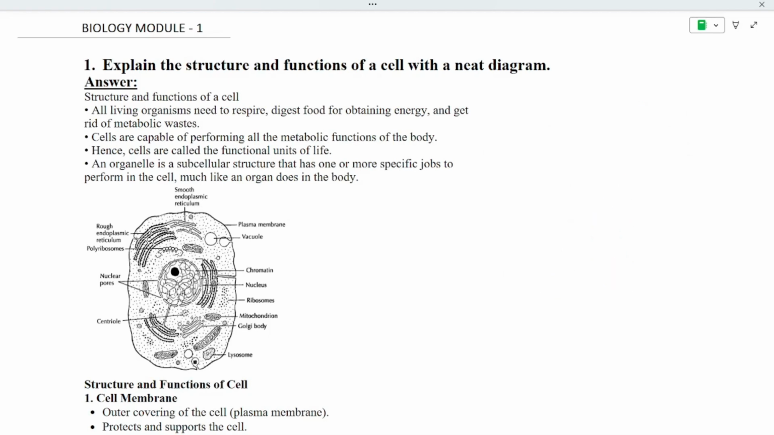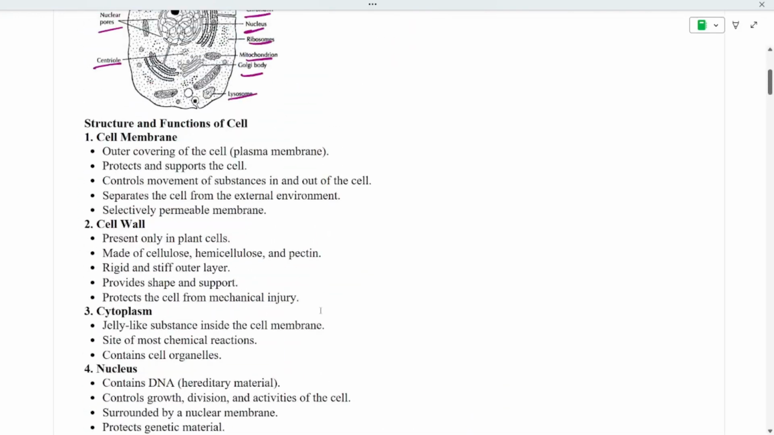The first question they have asked is the structure and the functions of the cell with a neat diagram. You can see here there is a smooth endoplasmic reticulum, plasma membrane, vacuole, chromatin, nucleus, which is the center part, and it has DNA, RNA, and all, ribosomes, protein synthesis. It is used, mitochondria, powerhouse of the cell, Golgi body, lysosome, that is the suicide cell, and centriole, nuclear pores, polyribosomes, and rough endoplasmic reticulum. Now let's discuss the function of each.